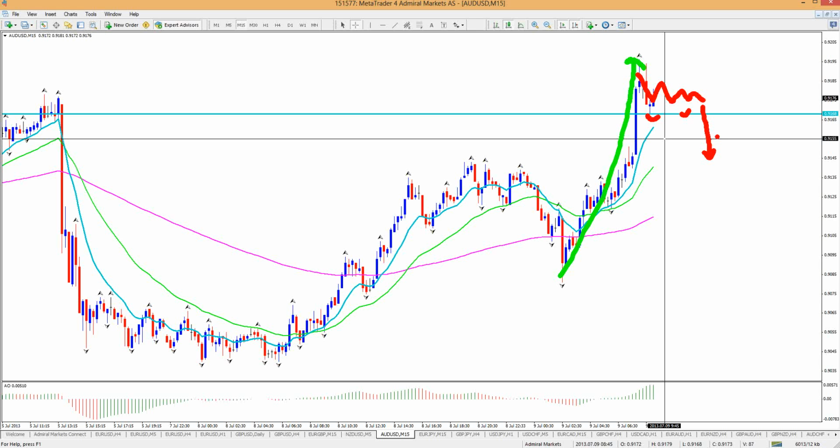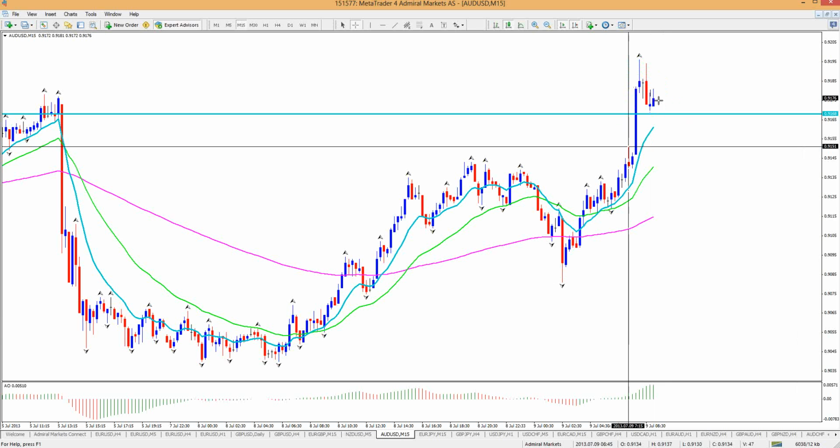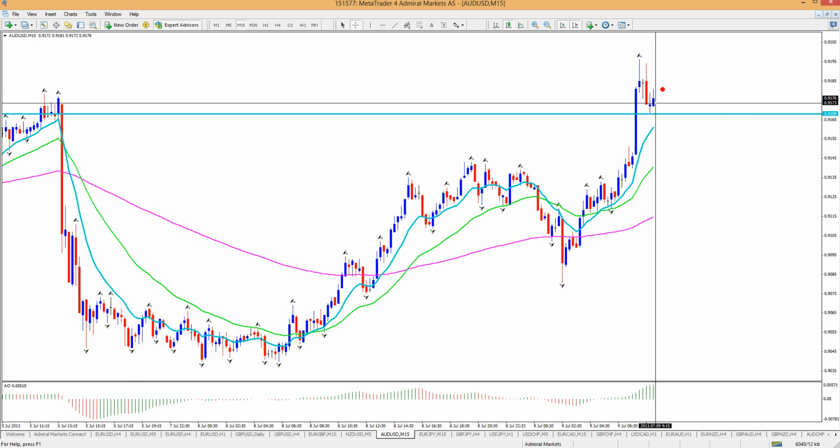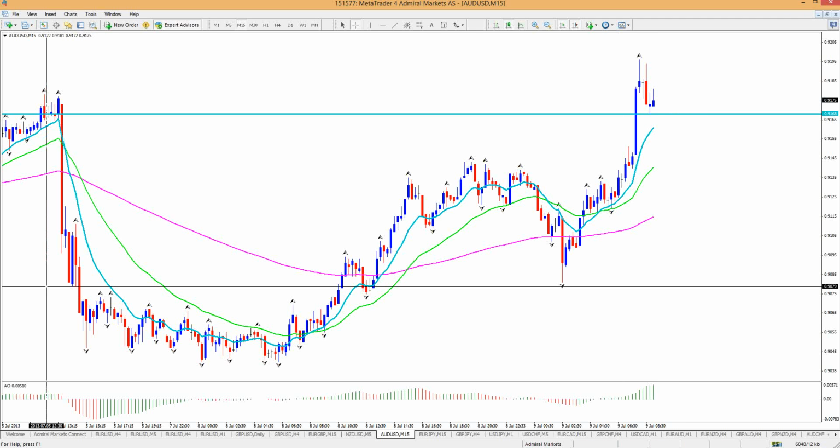I would like to see a break, not a slow methodical correction like this. Otherwise, it could be ready for one more upside. All right. So the Aussie looks the best to me. So let's keep an eye. I'll keep an eye on that during the day.